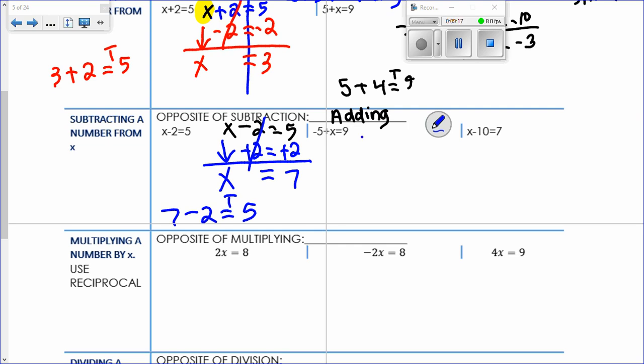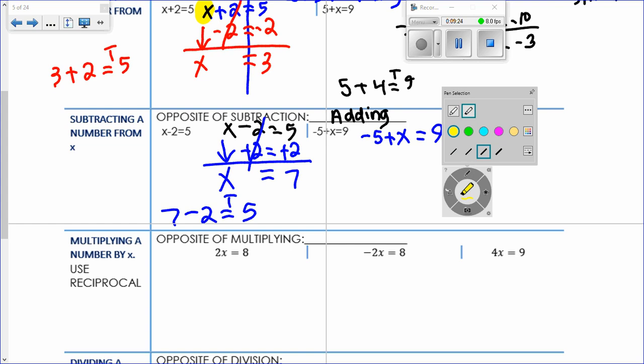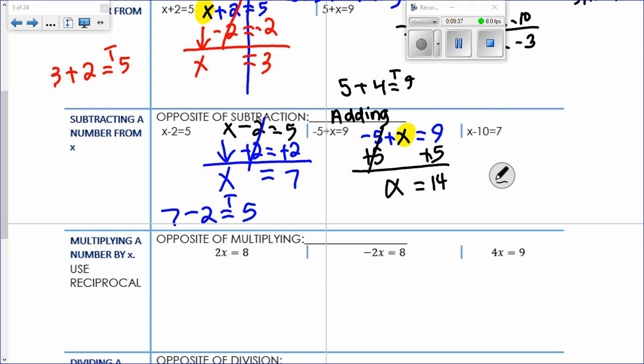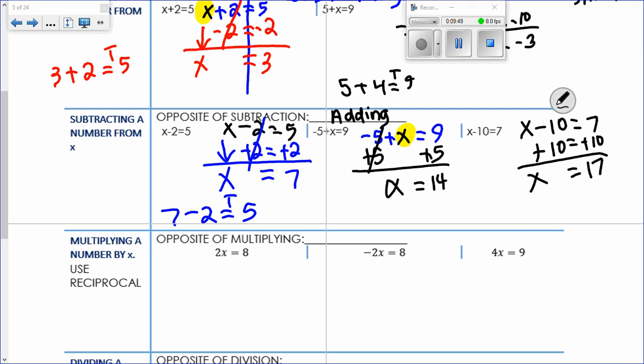The next one, rewriting my problem, -5 plus x equals 9. Maybe you still need to highlight. That's fine. Okay? And then add 5 to both sides. And x equals 14. That goes away. Okay? Last one. Have x minus 10 equals 7. Add 10 to both sides. I get x equals 17.